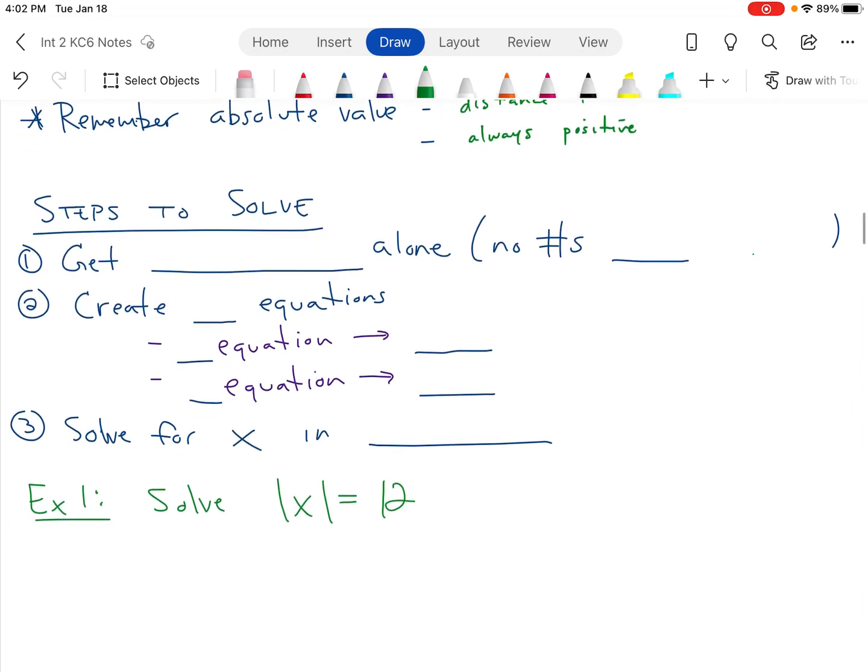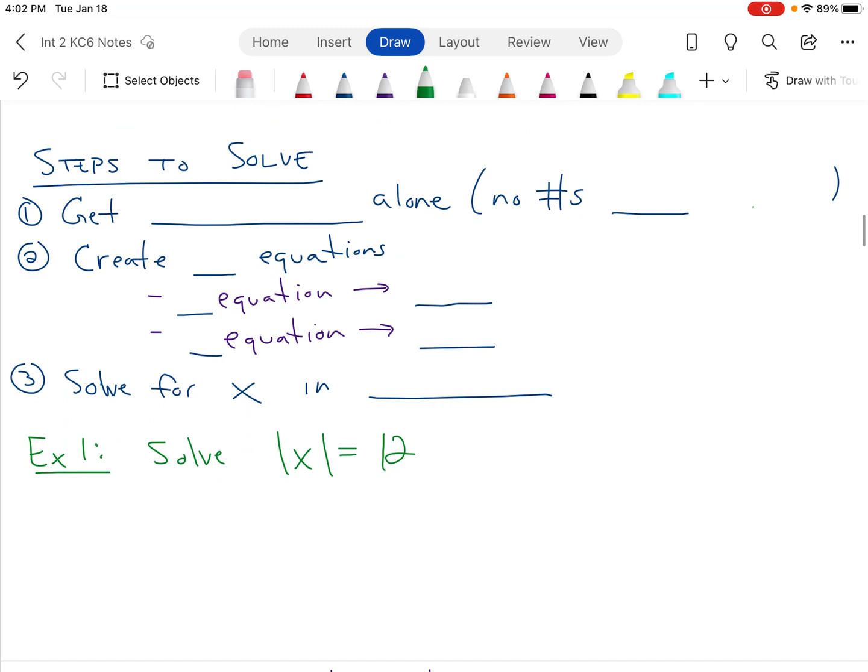Now, there are a few steps when we are solving these types of equations when you have absolute values, and the first one is to get the absolute value alone. What I mean by that is that it's okay if there are numbers being added or subtracted inside of the absolute value signs. However, you do not want any numbers outside the absolute value. So you don't want any numbers on the same side of the equal sign as the absolute value that are on the outside. You need to get rid of those first before you solve for x.